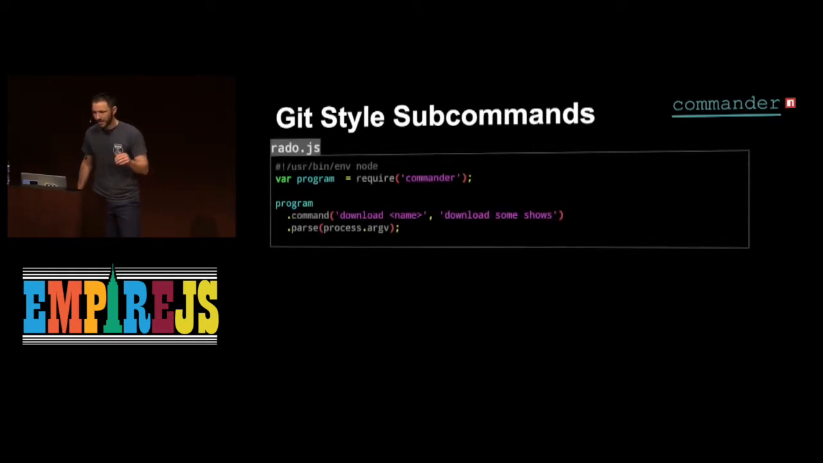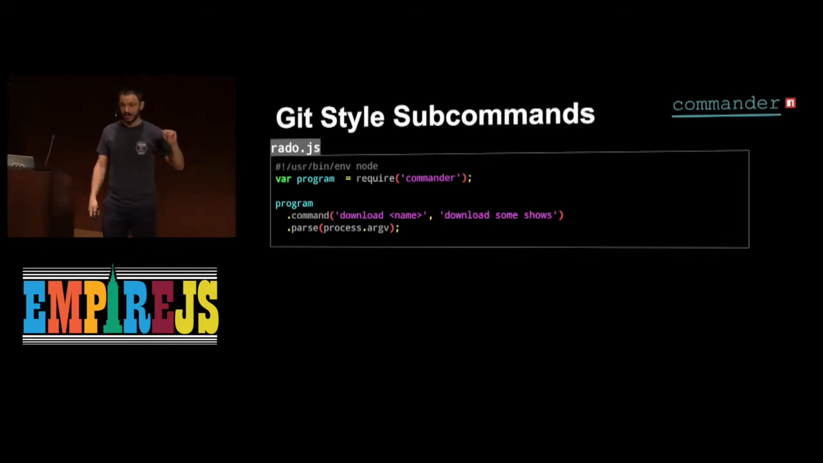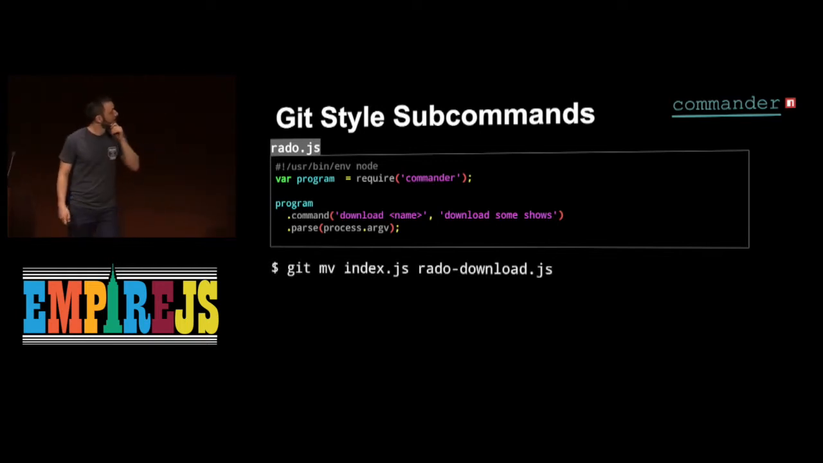So first, we need a new top-level entry point because before all we did was download. Now we have multiple things, so we're going to make a rado.js to be our top-level entry point. All it does is require Commander. This is the entire file, and it just tells Commander what commands are available. And right now we just have the download command. We're going to move our index file to rado-download. This is another Commander convention. If you want "rado download", you name it rado-download.js.